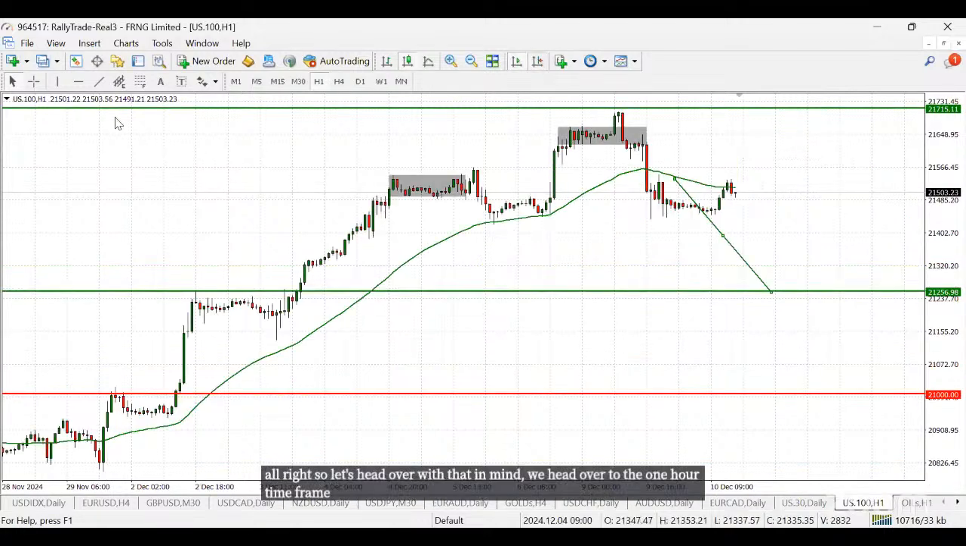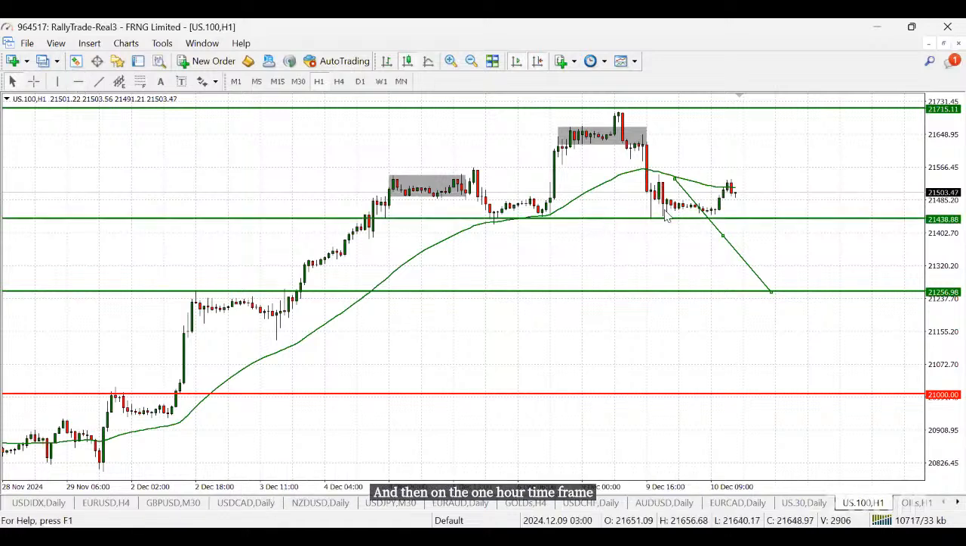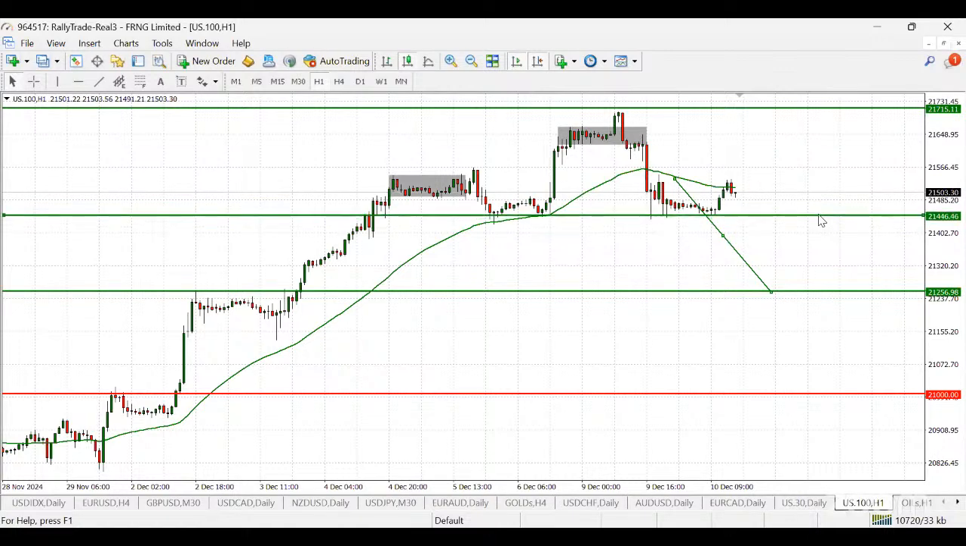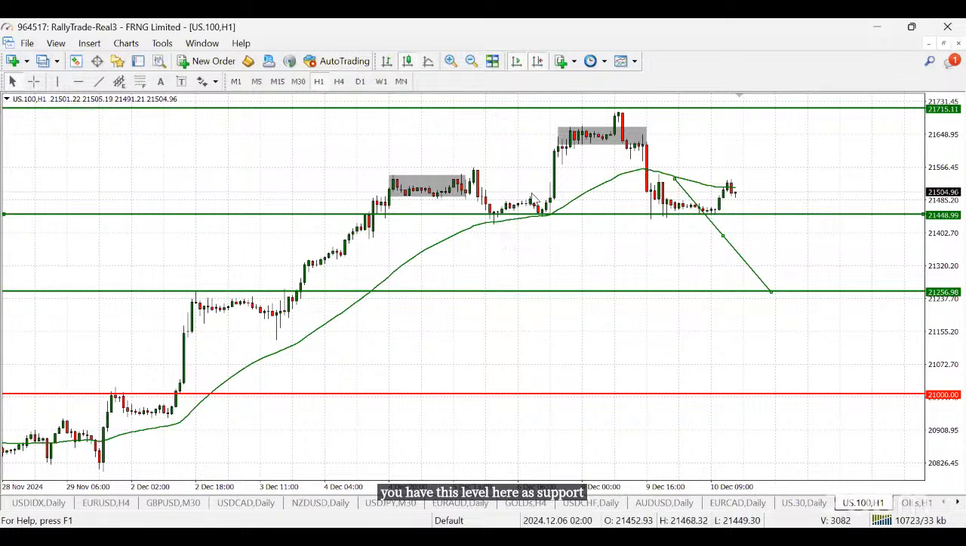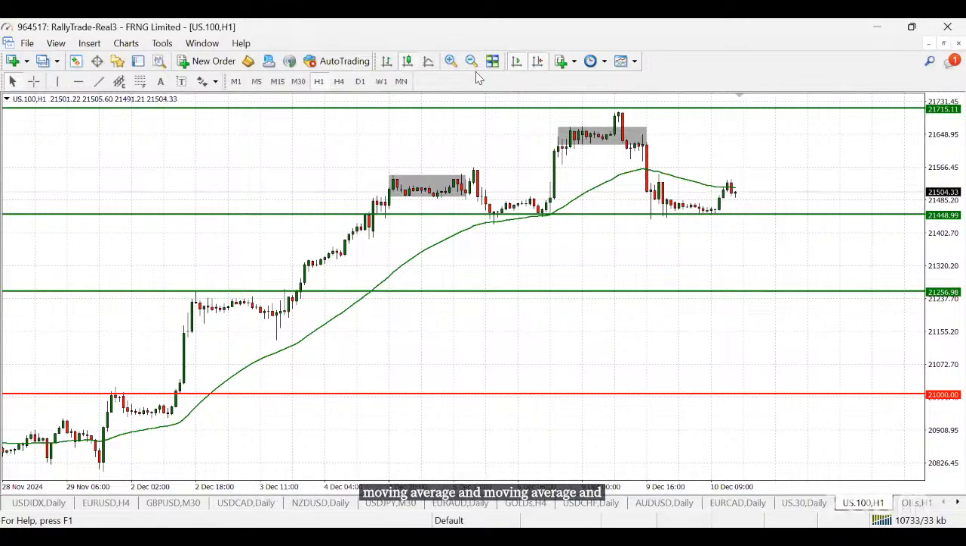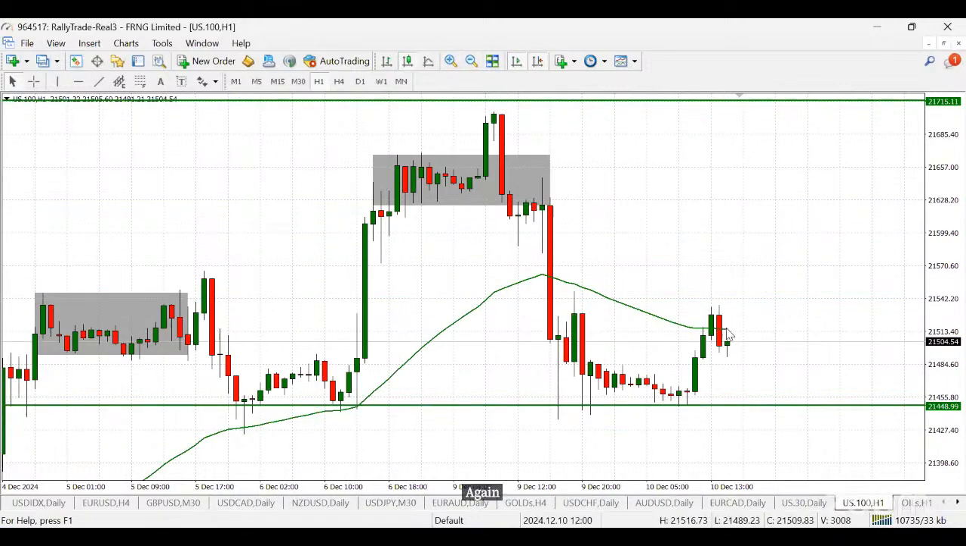On the 1 hour time frame, we have this level here as support. It's been a struggle to go below that level. And currently, price is right at the 50 period moving average. And again, we have this bearish engulfing candle right on the 50 period moving average.